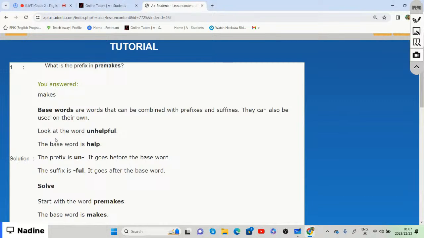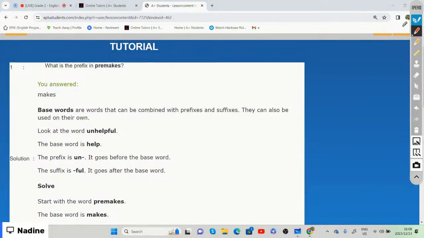And if we look at the word unhelpful, the base word that can stand on its own from that word, which is unhelpful, is help, right? So our base word over here is help. That is the word that can be used on its own, which is help.